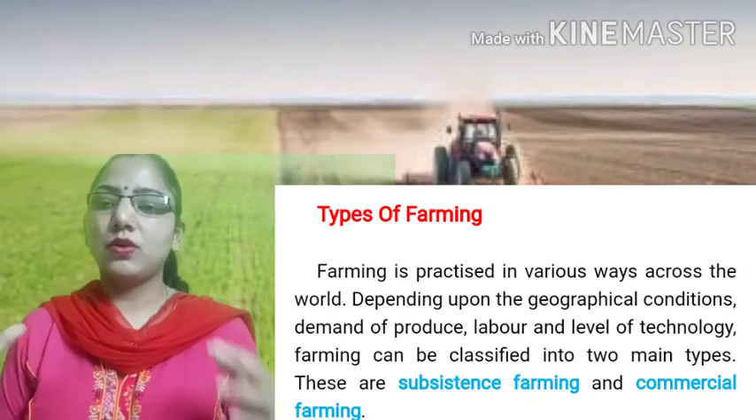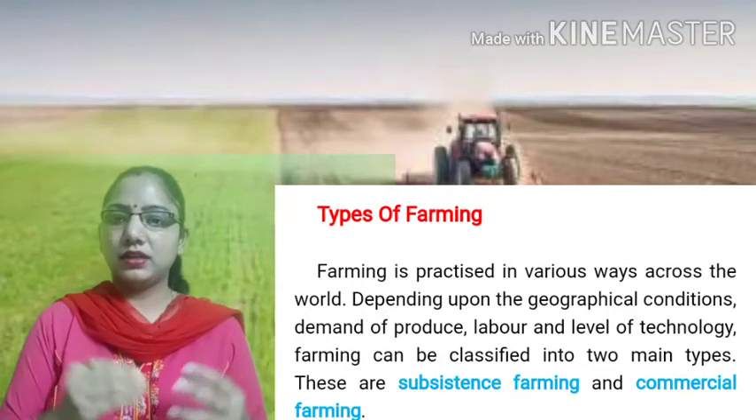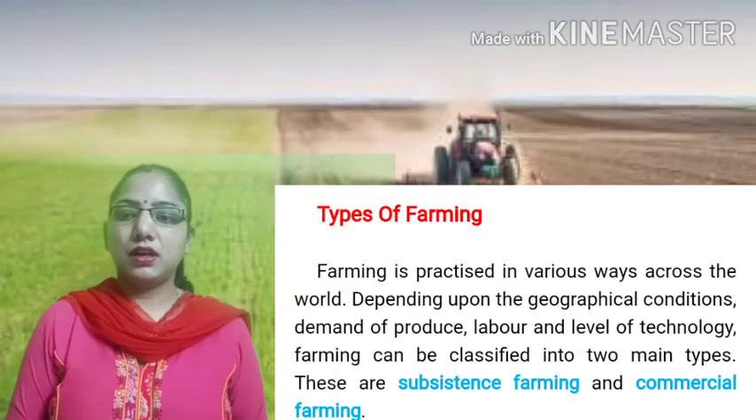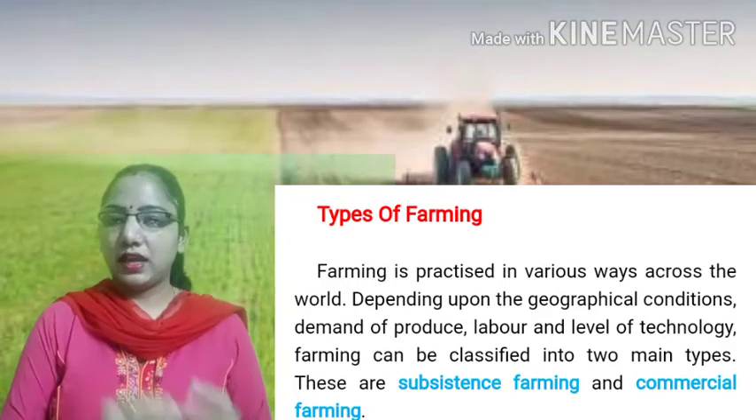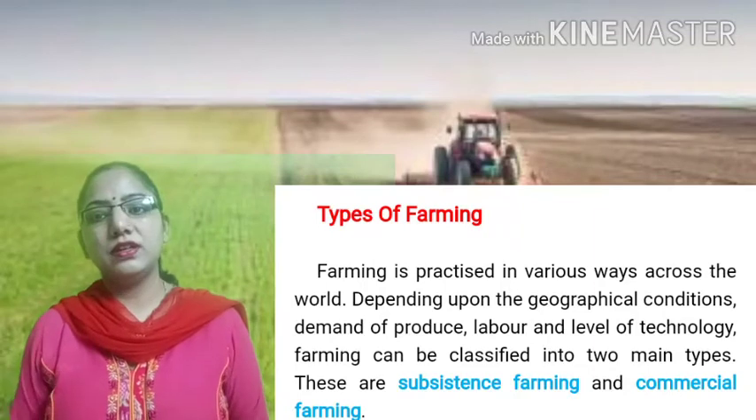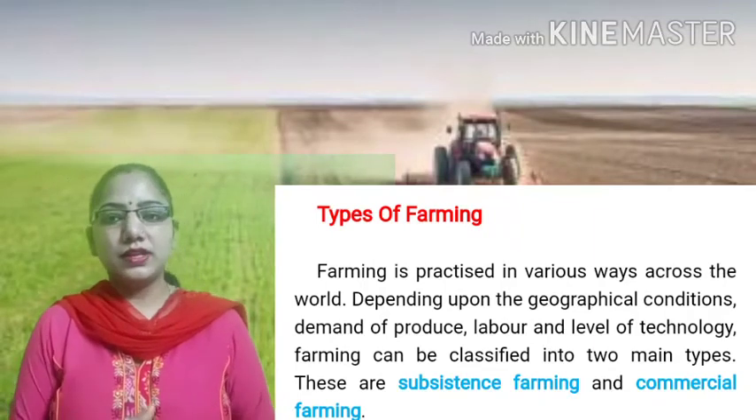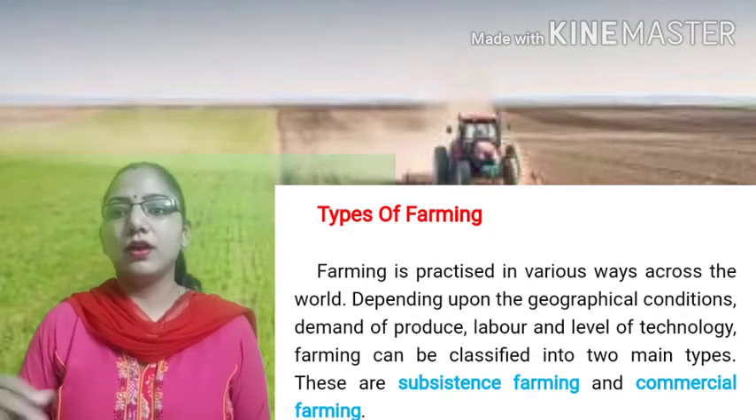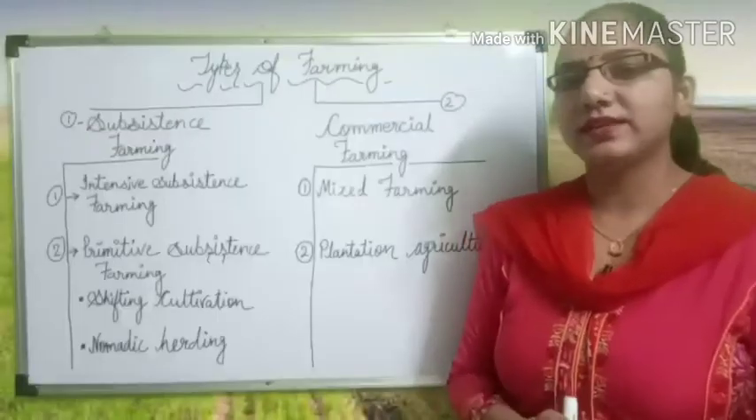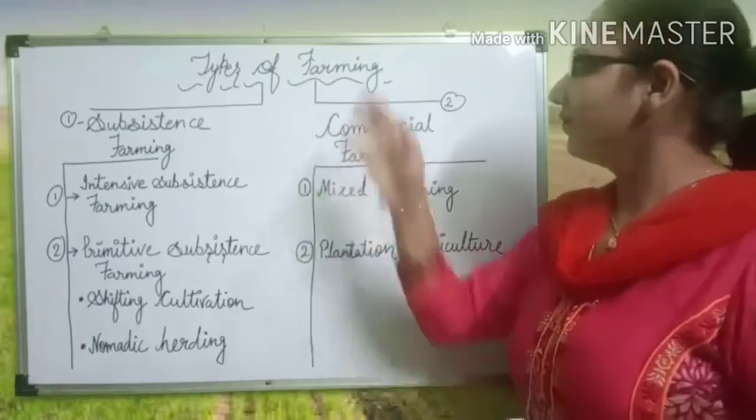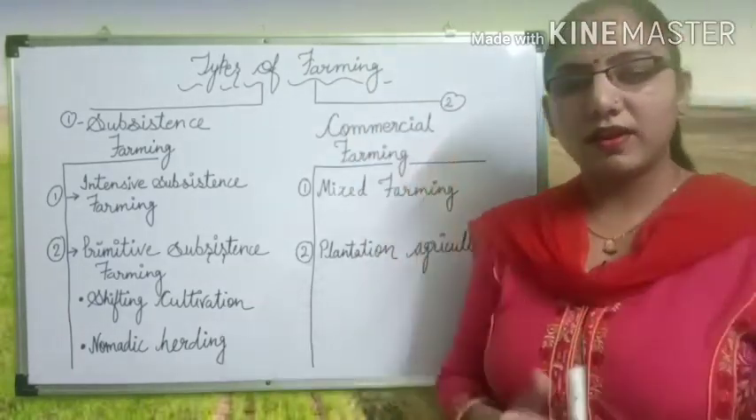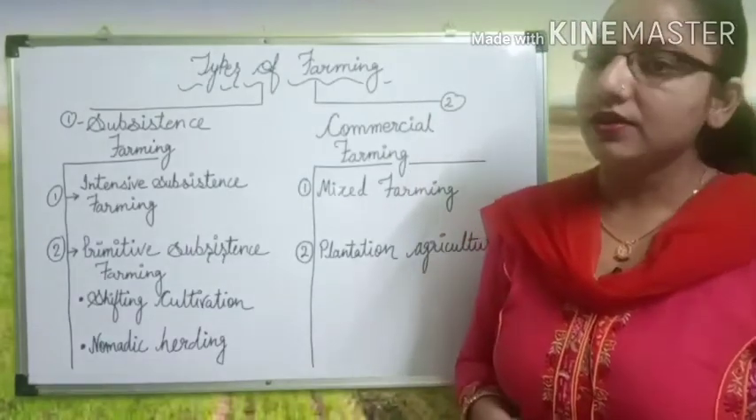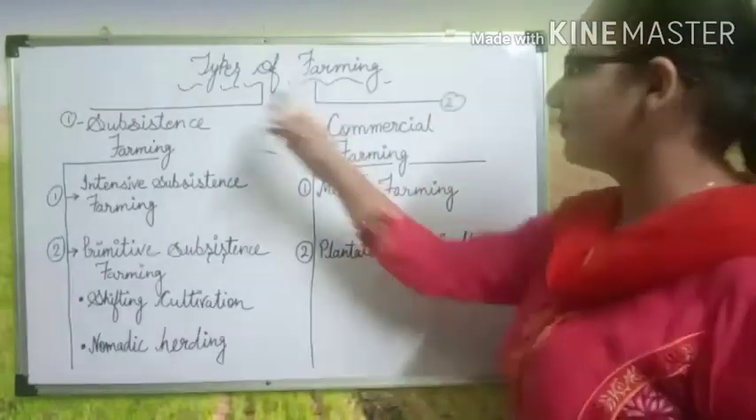So students, according to the inputs and the technical way, which is known as technology, agriculture is also divided into different types. So let's see in our next topic what the types of farming or agriculture are. Students, as you can see, the types of farming are divided into two parts on the basis of their technologies.